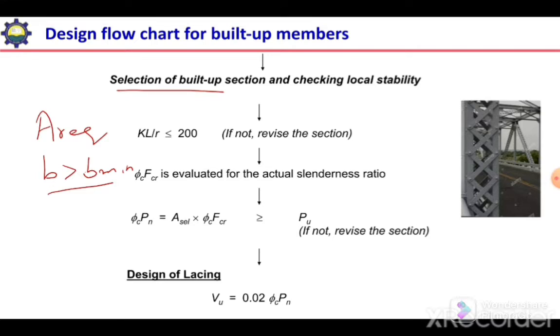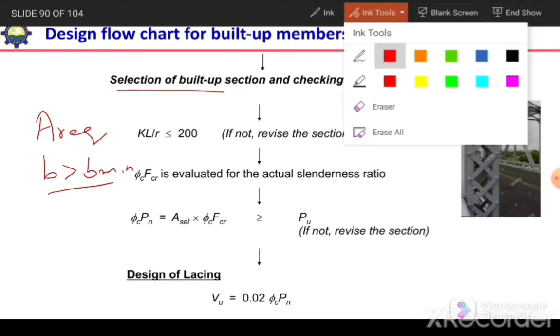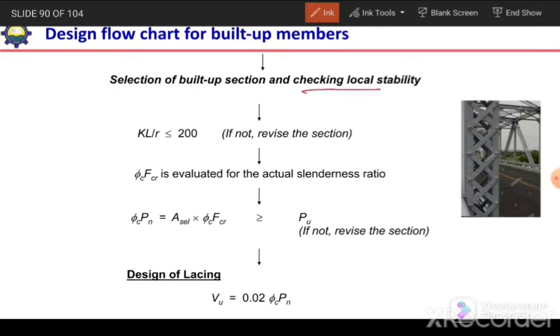After selecting the built-up section, we need to perform the local stability check, meaning we need to check that lambda equal to b over t or h over tw should be less than lambda r. So after checking the local instability, we need to check for the global instability. For that, we need to calculate the slenderness ratio.